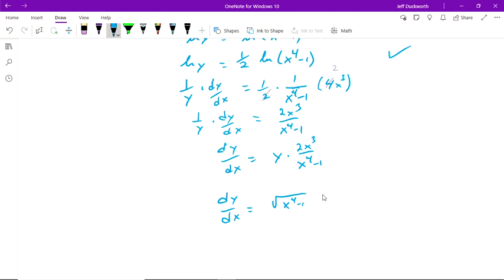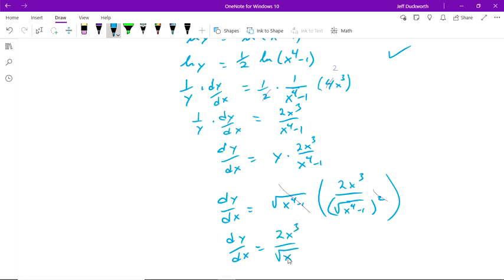And then we'll multiply this by 2x cubed. And this is actually root x to the 4th minus 1 quantity squared, right? So now we can cancel these. Cancel this and cancel the 2. So our final answer is 2x cubed over root x to the 4th minus 1.